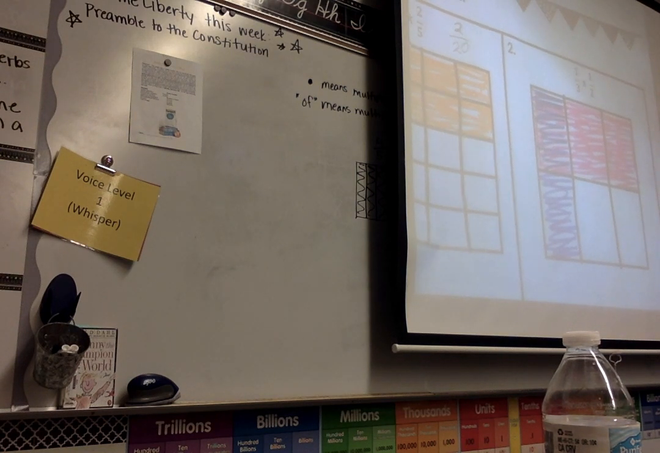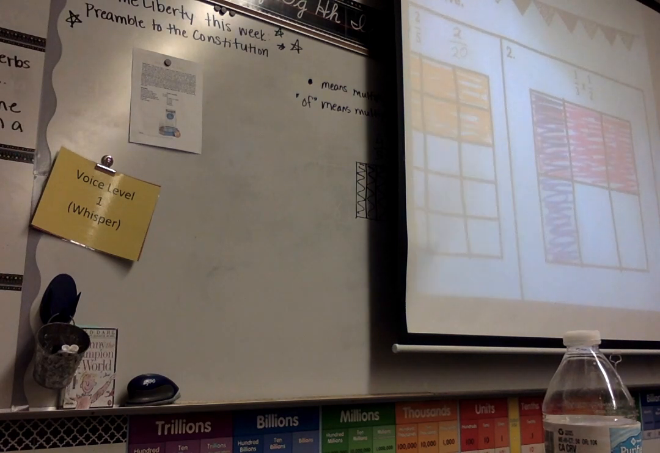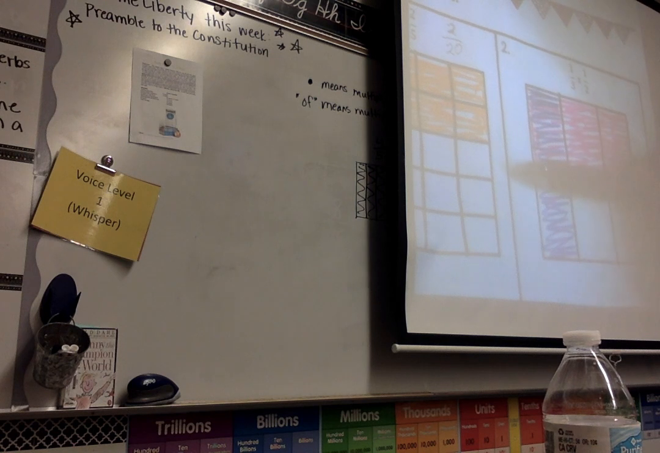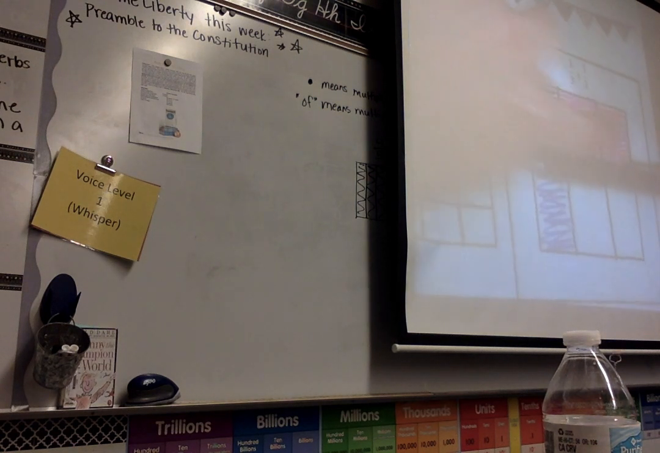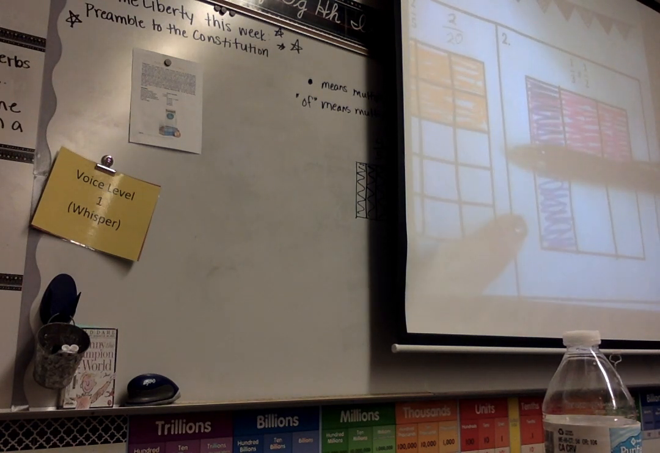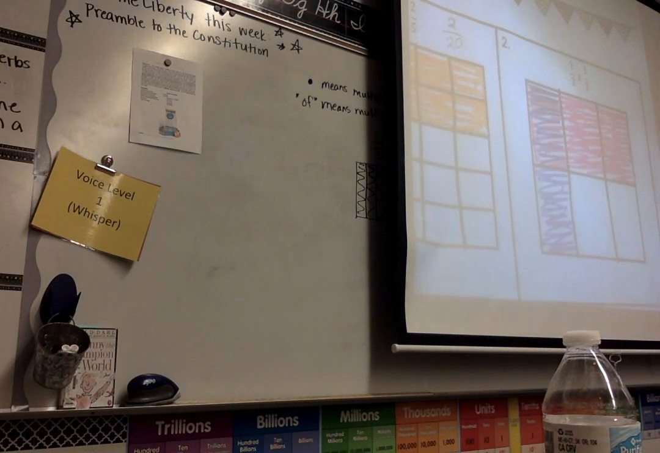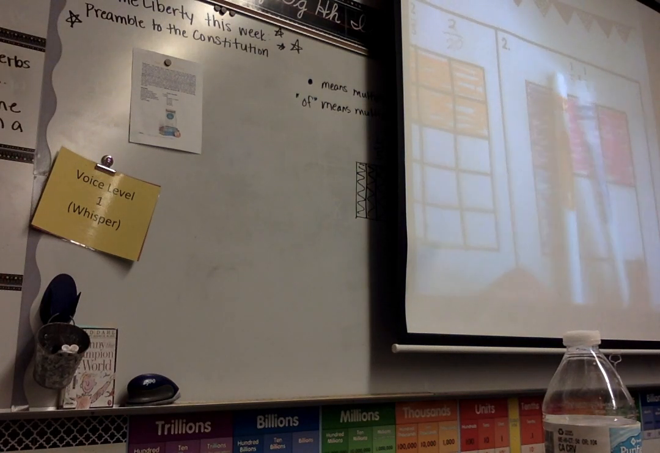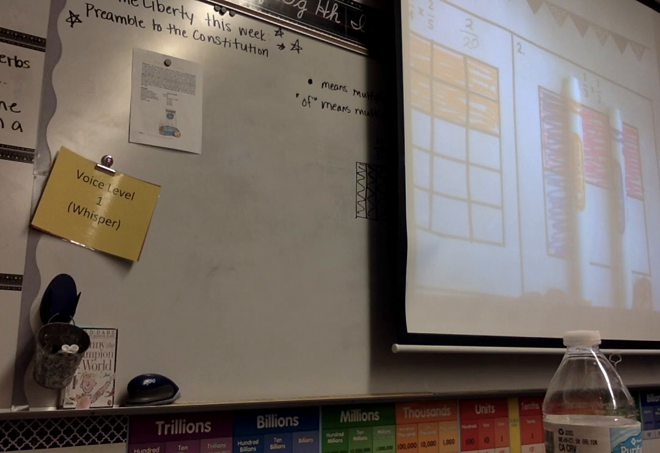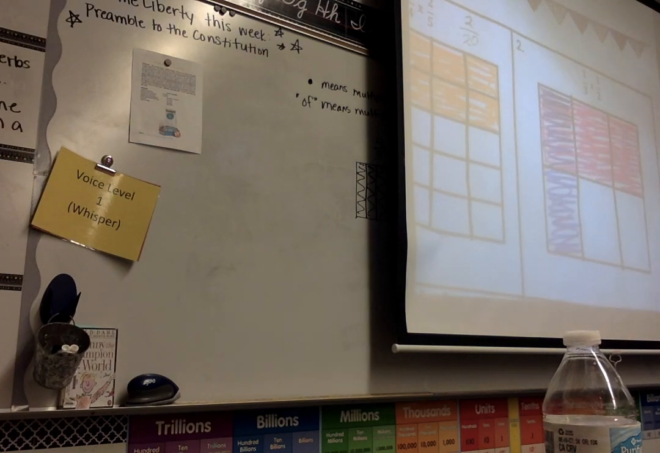You colored them the same way. You colored them both. No, my half is actually going this way because it's this middle line that's splitting it in half. So here's a half, here's a half. But my thirds are actually going this way. Oh, I colored them the same way? Yeah. Well, that's okay. That works.